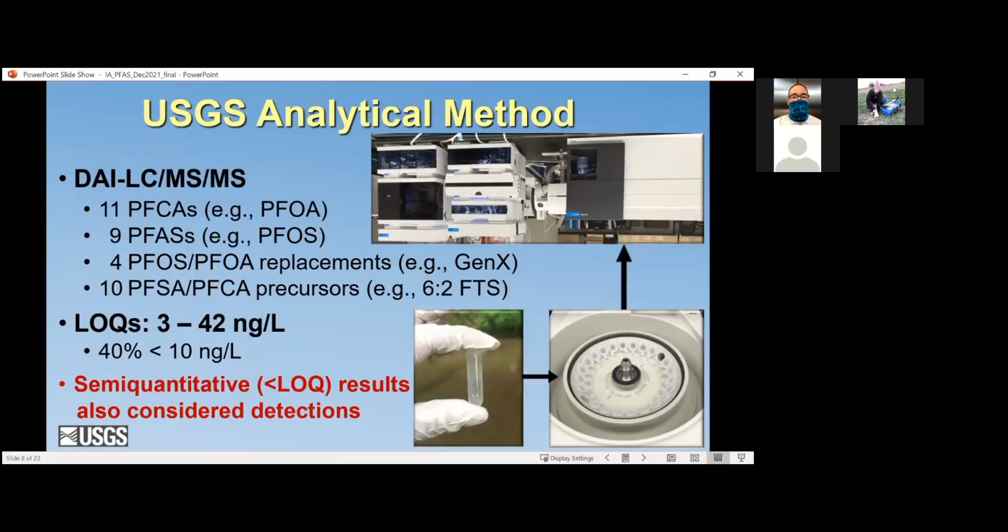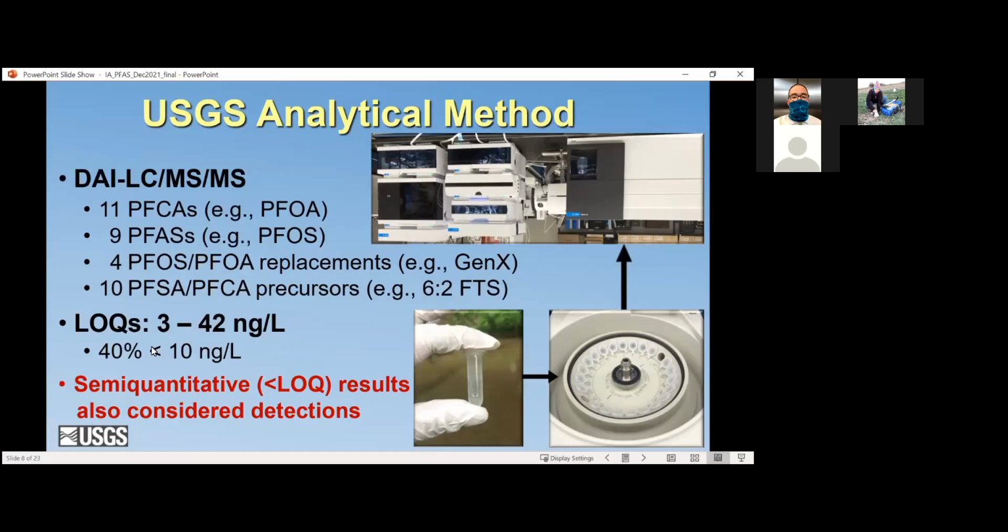But before we could go out there and do such a recon, we needed a method to be able to measure these compounds in water. Fortunately, the USGS had recently developed such an analytical method, looking at 34 PFAS. Still barely scratching the surface, just the tip of the iceberg, but still about 4-fold more than that previous US EPA study looked at. And that included both precursors and PFOS and PFOA replacements, compounds like GenX and ADONA and so forth. Reported limits were generally lower than what the previous study showed. Still, there's room for improvement.